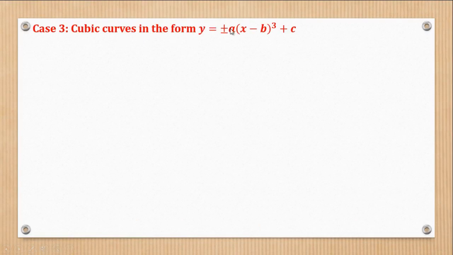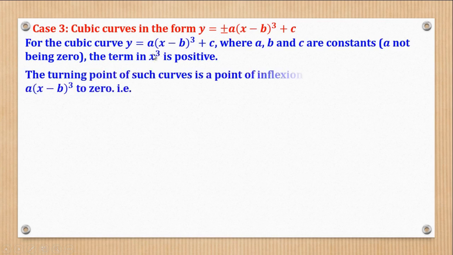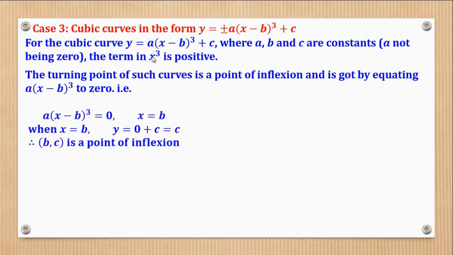Next we shall go to curves in the form plus or minus a(x - b) cubed plus c. As you can see, here it only has one intercept, and when it has only one intercept, what happens? In that case, look for the sign. Whether it is positive or negative, the turning point will be a point of inflection, but the shape matters. When the sign on x cubed is positive, our point of inflection will be in this form.